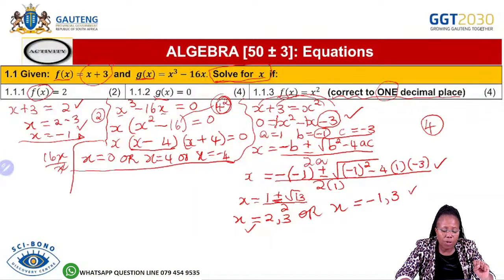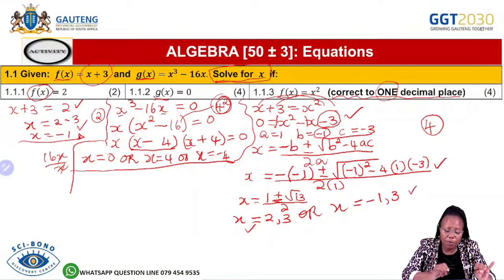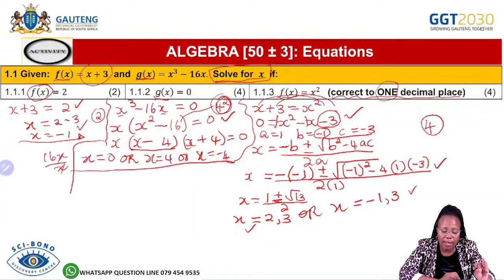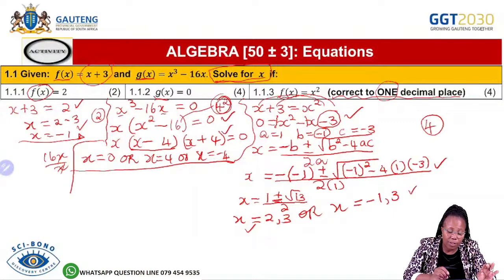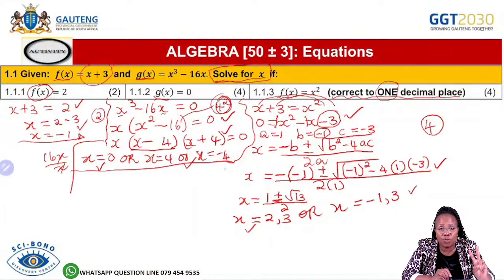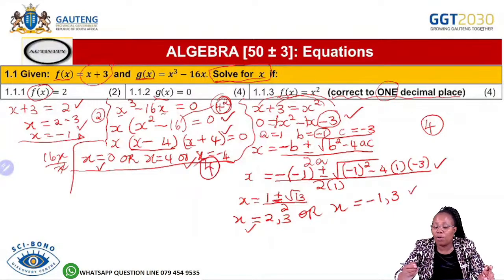And then with 1.1.2, the mark allocation, this problem is worth 4 marks. The first one will be for factorizing by taking your common factor. The second one will be for difference of two squares factors. And then the third one will be the solution of x equal to 0. And the fourth one for the plus minus 4, two solutions of positive 4 and negative 4. So this problem is worth 4 marks.